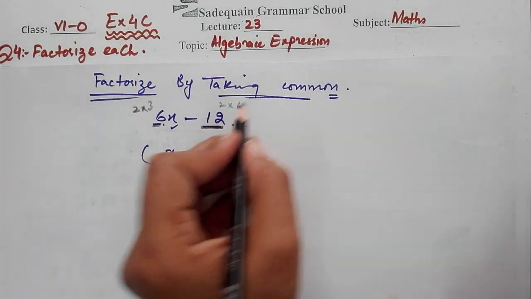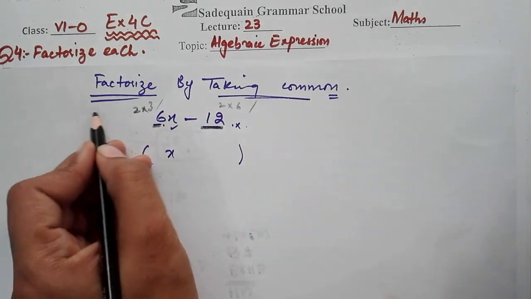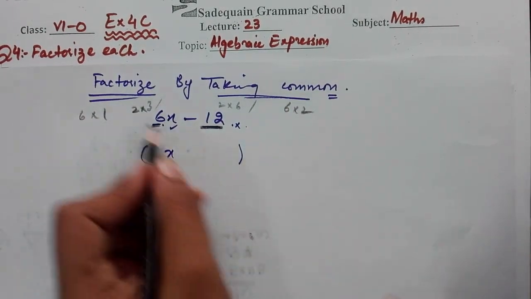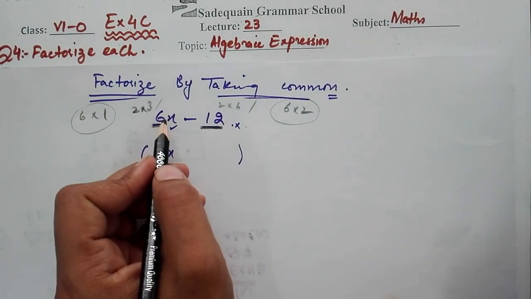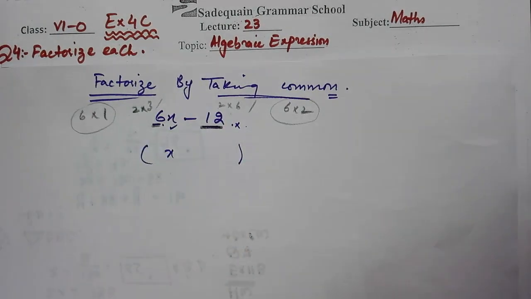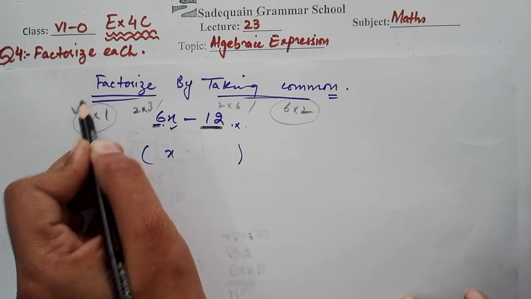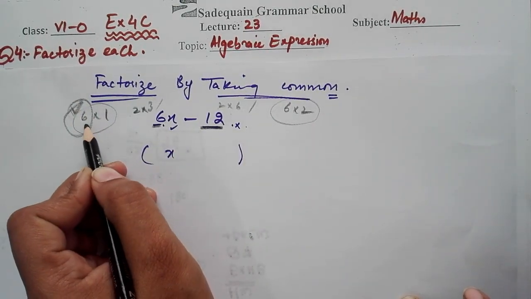Now is there any other common factor? Yes, 6 is also a common factor of 6 and 12. 6 1s are 6 and 6 2s are 12. So we will take the greatest common factor, okay, which is the highest common factor. We can also take 2 as common, but it will add one more step to the question. So we will prefer to take the highest one first, which is the greatest common factor here. So we will take 6 as the common factor.